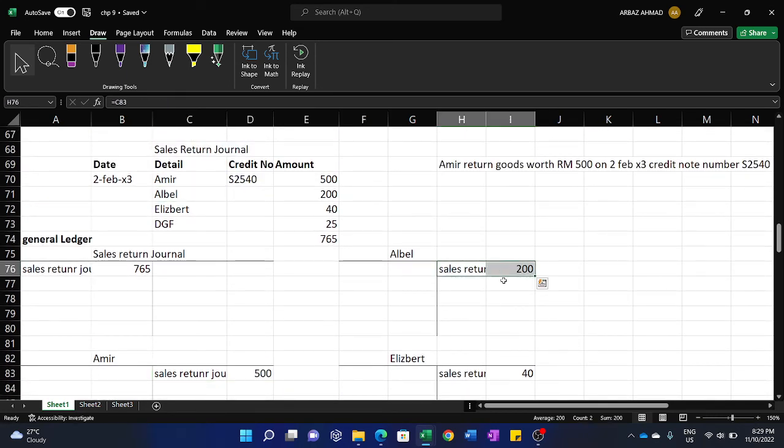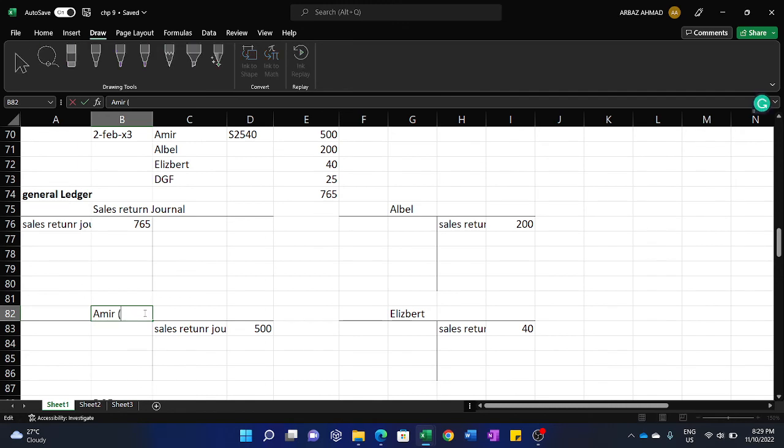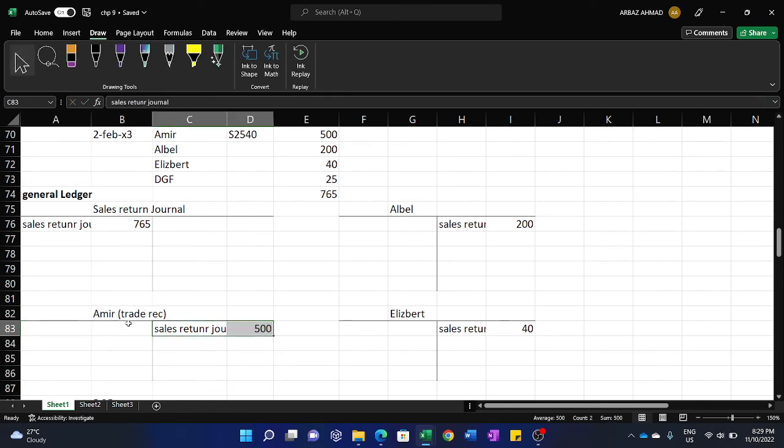Now remember, this is sales return. Sales is income, but this one becomes the opposite because of the return. Now this is our trade receivable, normal trade receivable, not special trade receivable. But instead of debit, we credit, because let's say they bought the goods from us for 1000 ringgit. It wouldn't make sense if they bought for 100 and then returned 500.